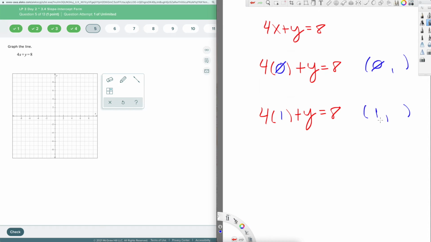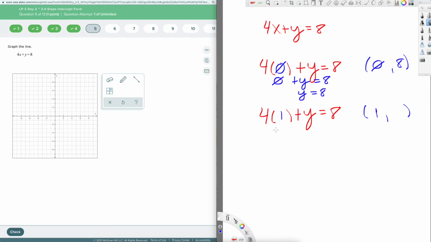So we have 4 times 0 is 0, plus y equals 8. Well, plus 0 doesn't mean anything, so it's just y equals 8. So if x is 0, y is 8. So that's our first one. So we'll go ahead and work this out, and then we'll plot them both at the same time.